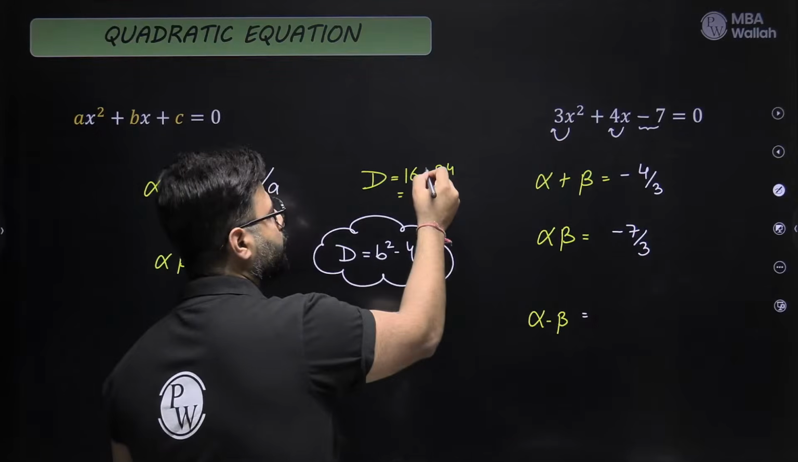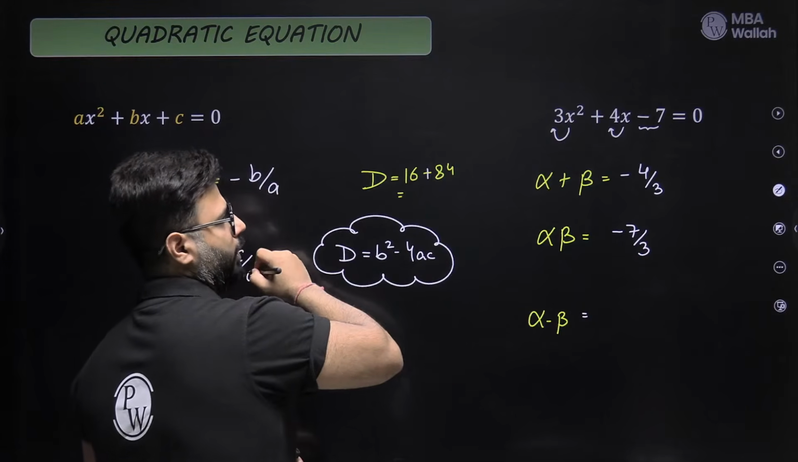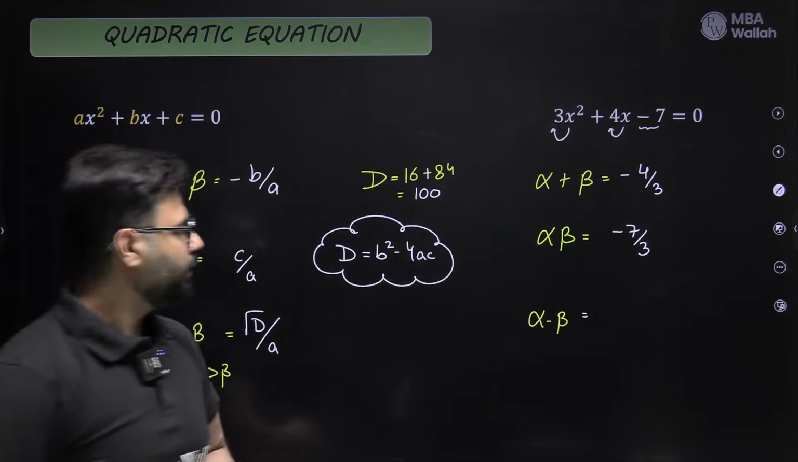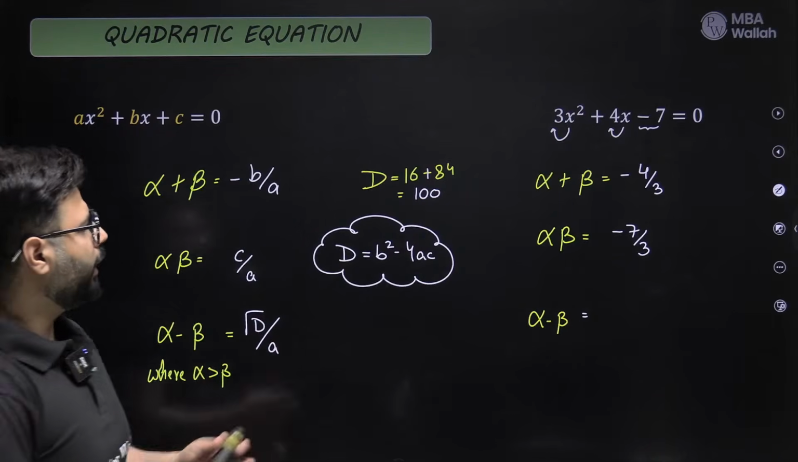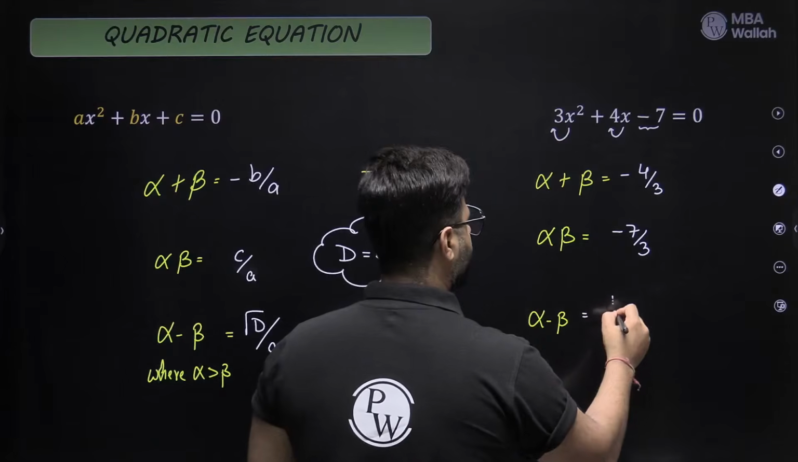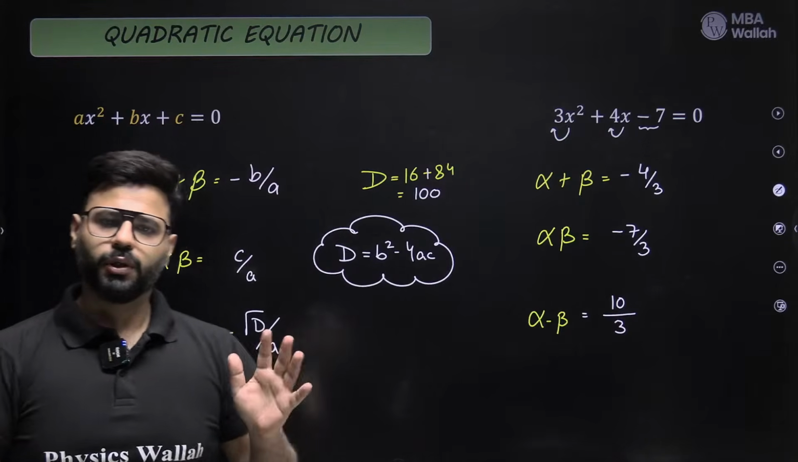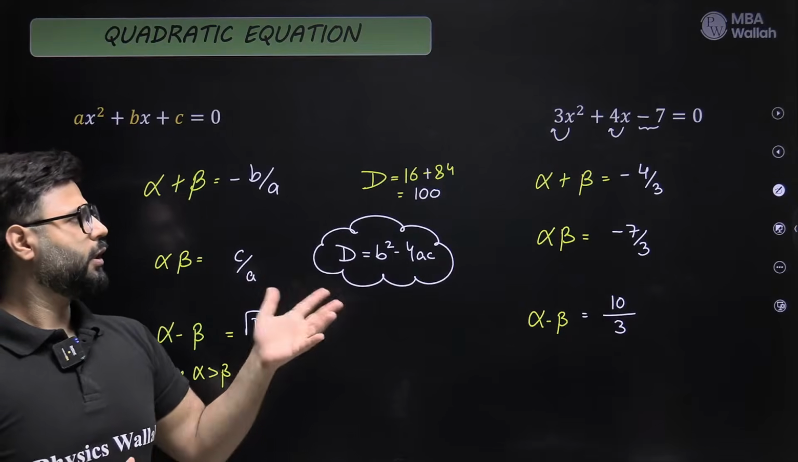Now what will be d? This will be 16 plus 84. 4 threes are 12, 12 sevens are 84, and then we get 100. Perfect. Alpha minus beta will come out to be root d by a. Root d is 10, divided by a, that is 3. Comfortable, guys? Now we know these three formulas.